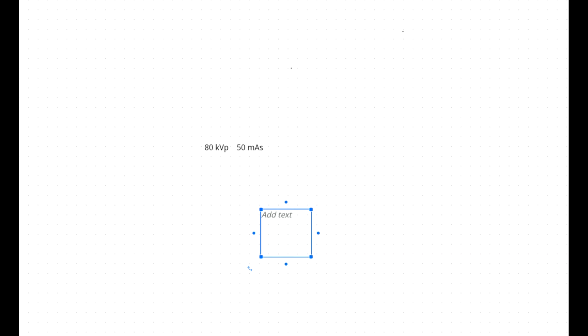So to decrease the kVp by 15% will decrease the exposure by half. And if the opposite happens, say I want to double my exposure, I will need to at least increase my kVp 15%. So now it'll be 80 plus the 12, which will equal 92. So at least 92 kVp.